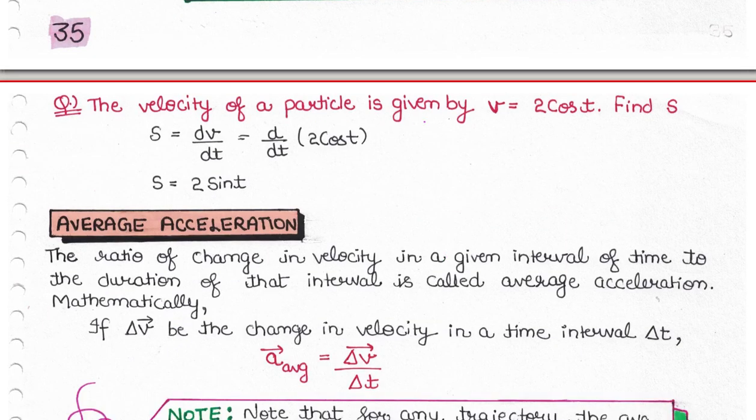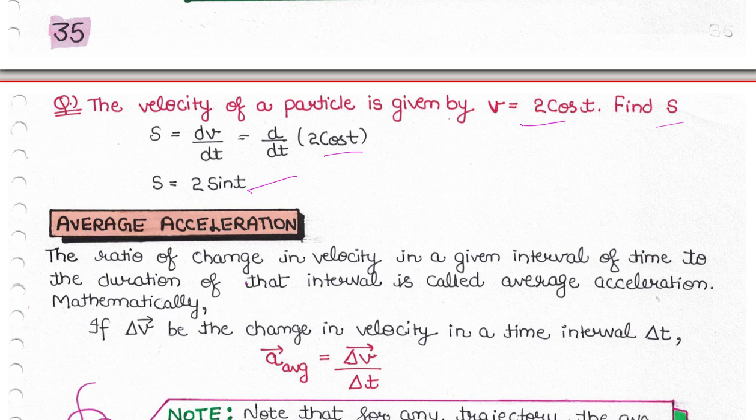Now the velocity of a particle is given by v = 2 cos t, then find s. So s = ∫v dt, or ∫2 cos t dt, or s = 2 sin t.